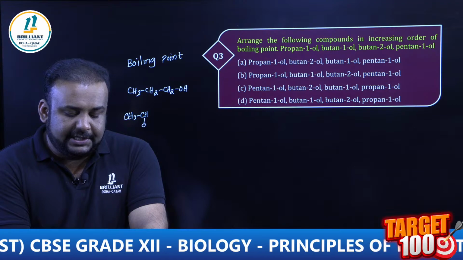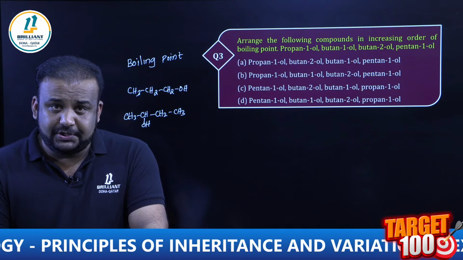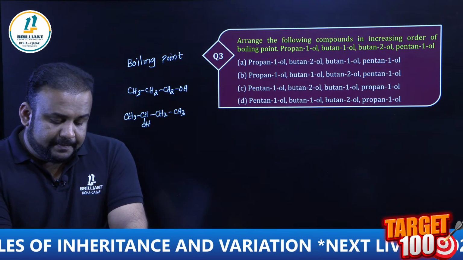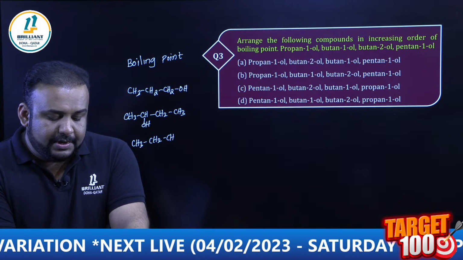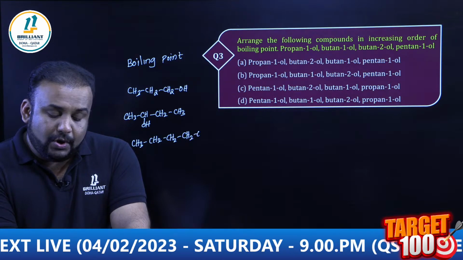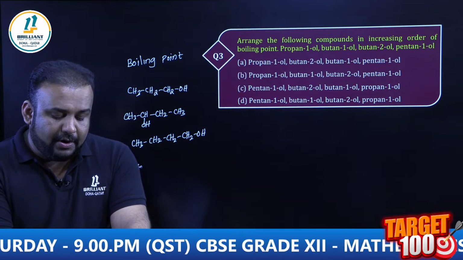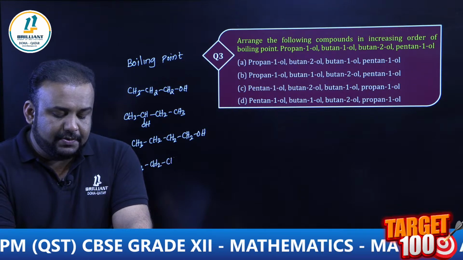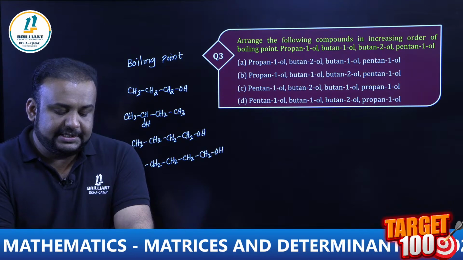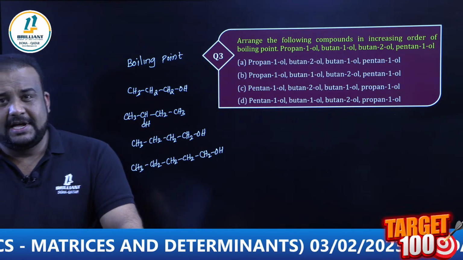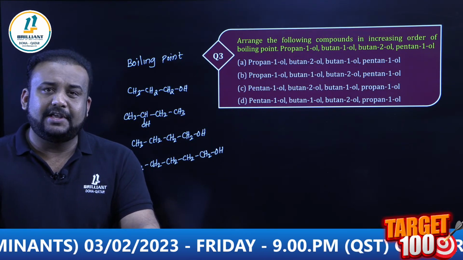Butan-2-ol, CH3, CHOH, CH2, CH3. This is butan-2-ol. Then we have butan-1-ol, CH3, CH2, CH2, CH2, OH. This is butan-1-ol. And then we have pentan-1-ol, CH3, CH2, CH2, CH2, CH2, OH. This is pentan-1-ol. As I said, the extent of intermolecular forces is what is deciding the boiling point.